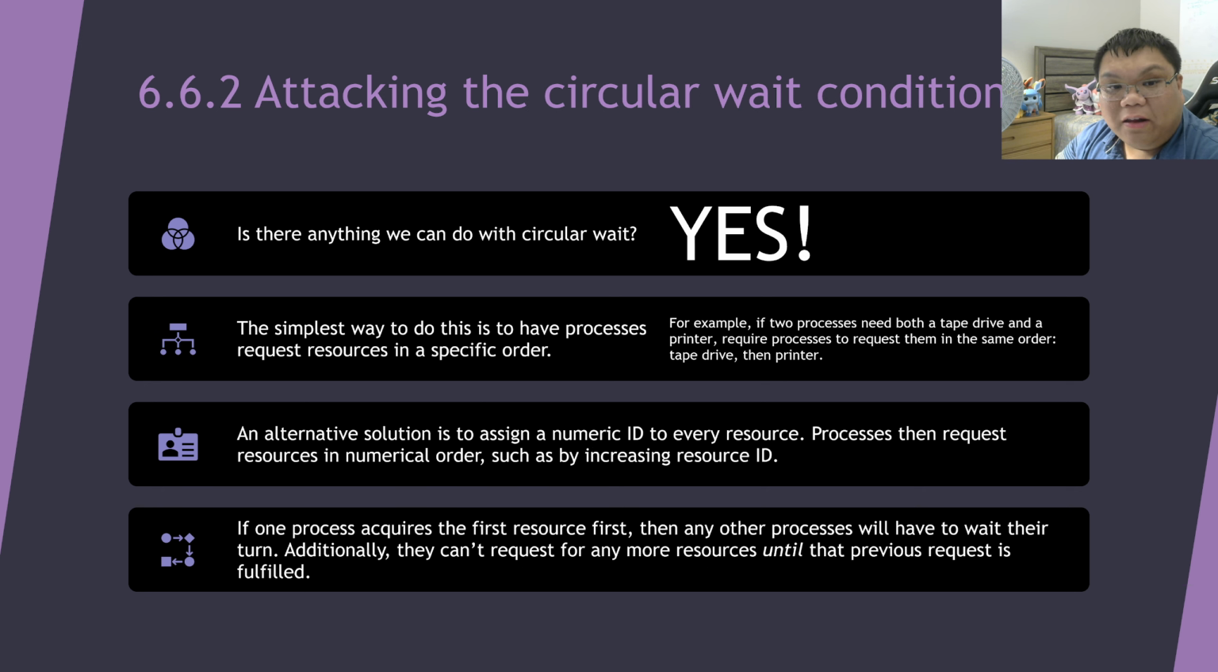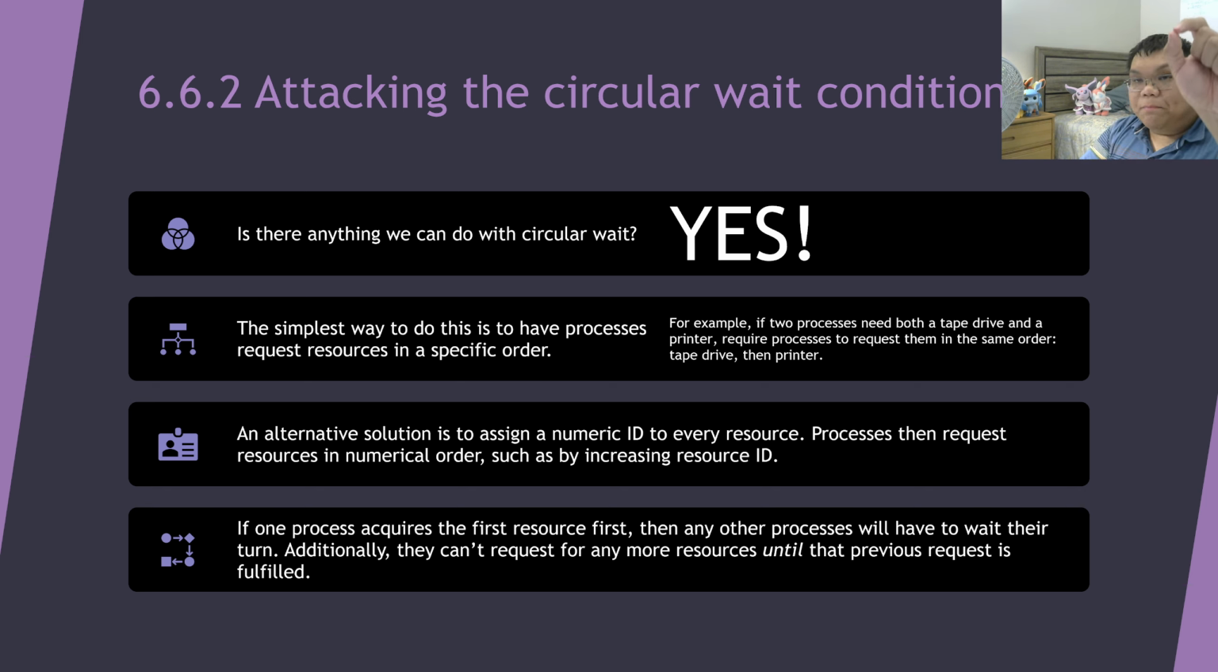So that leaves one final condition, and that is the circular wait condition. And yes, there is something we can do about the circular wait condition. The simplest way to do this is to have processes request resources in a specific order. Put another way, have processes request resources in the same order. So if two different processes need a printer and a tape drive, have both of them ask for the printer and then the tape drive. Do not have one process ask for the printer and the other one ask for the tape drive, and then the printer. Have processes ask for resources in the same order.